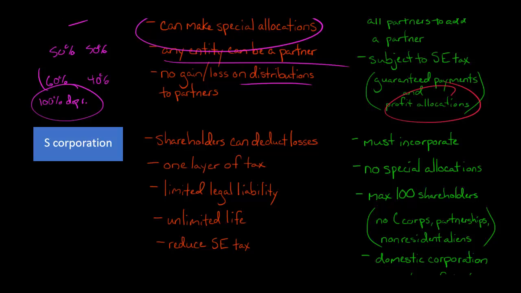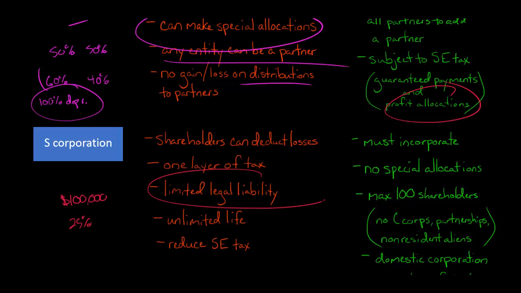The profit of the business, so let's say the business does $100,000 in profit, and you own 25% of the shares, then you're going to get a pro rata. You're going to be taxed on $25,000 of income. Okay, so you just got one layer of tax. The profits just flow through to the shareholders.